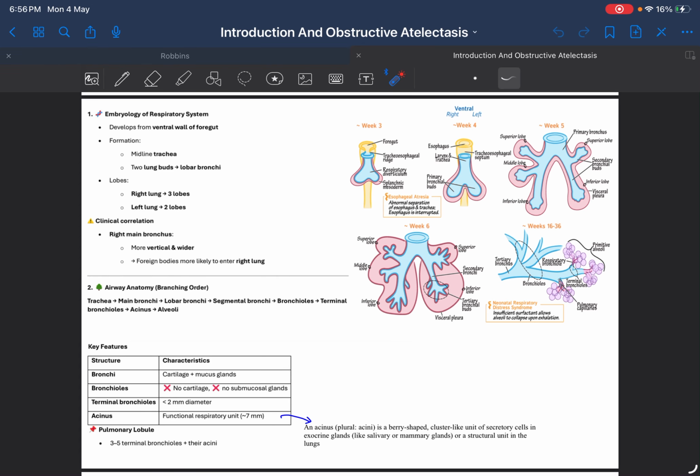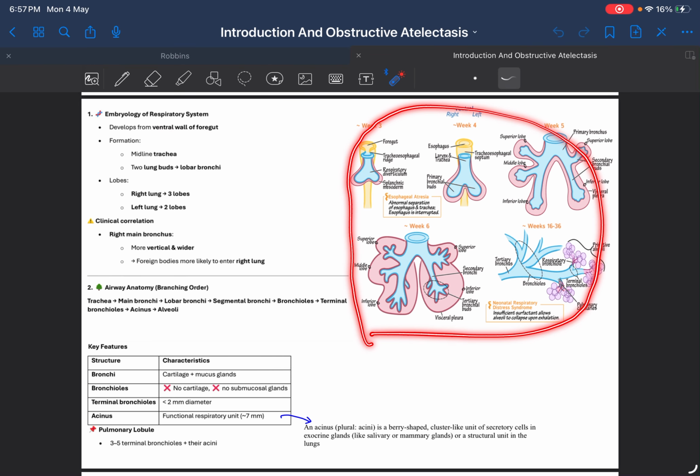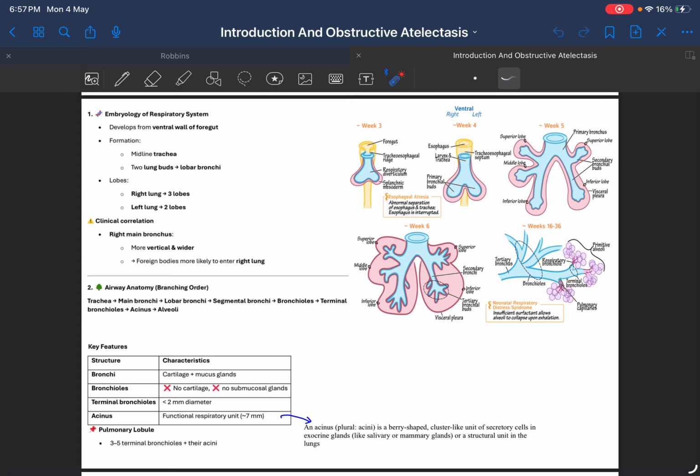Embryology of the respiratory system. It develops from the ventral wall of the foregut. As you can see in this picture, you can refer to it for your information. The formation is basically a midline trachea, and then there is formation of two lung buds forming the lobar bronchi. Then these lobes are divided into the right and the left lung. In the right lung we have three lobes, and in the left lung we have two lobes.